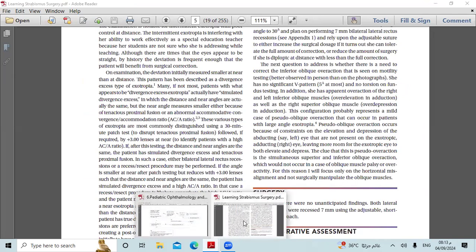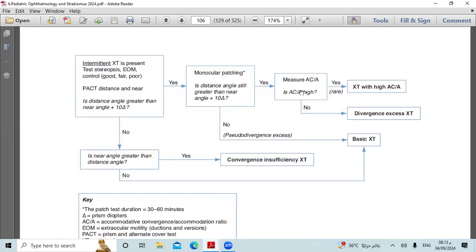The other thing about high ACA ratio is that there are three methods to measure it: the heterophoria method, the gradient method, and the clinical method. In my clinic, I always go for the clinical method for exotropia. If the angle for far is more than 10 prism diopters larger than near, you should always think about high ACA ratio.